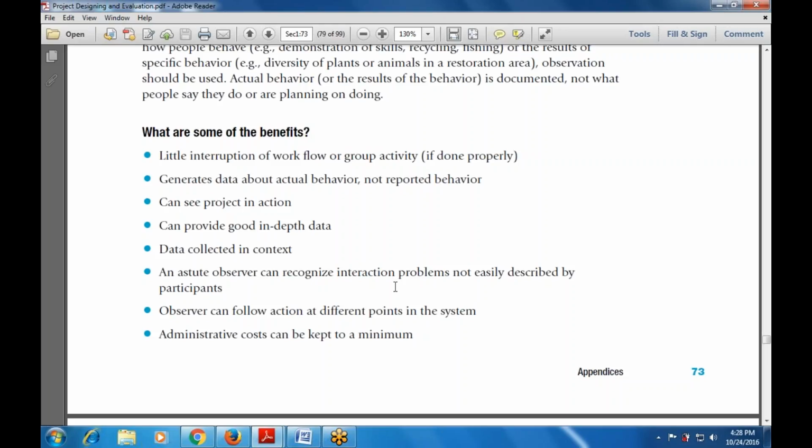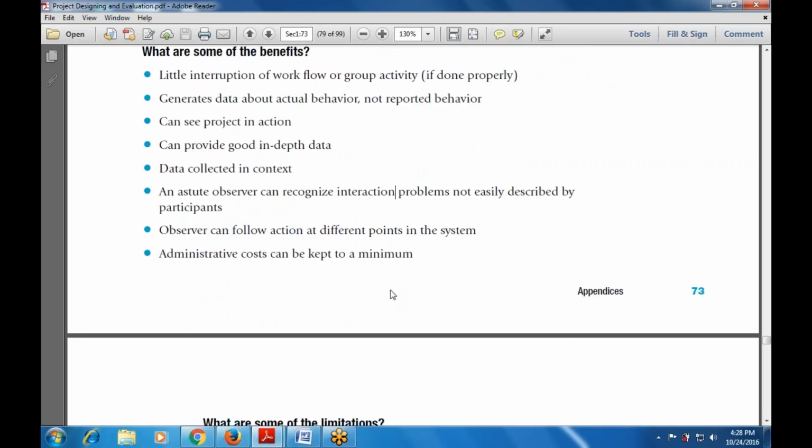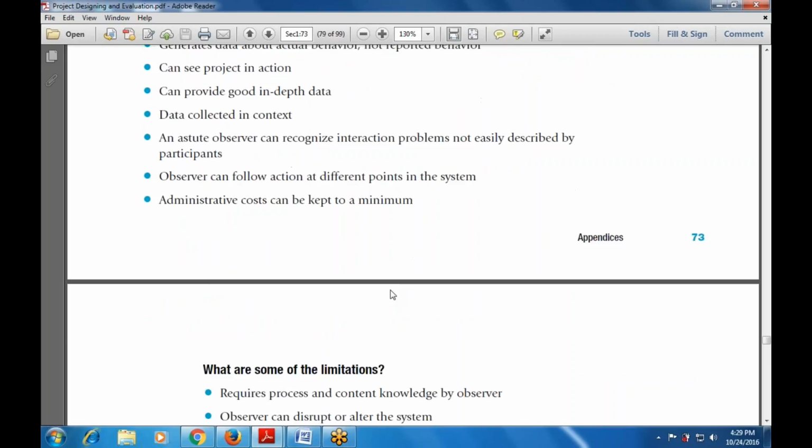Now, it is the responsibility of the observer to follow any action that may occur at different points of time in the system. So the observer can follow the actions at different points in time in the system. Administrative cost can be kept to a minimum. Why? Because there is low cost for the administrative side, so that cost is kept to a minimum.